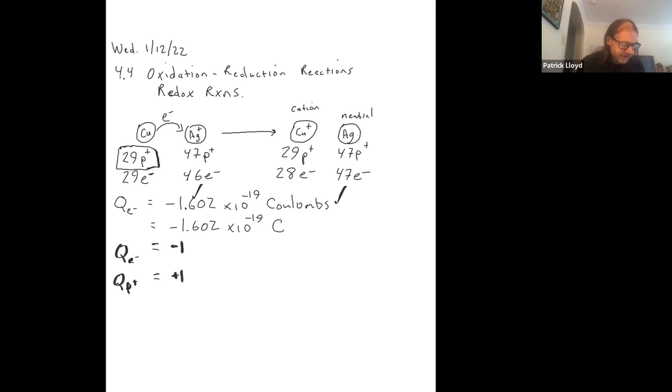So that's a little intro in there. Now, what I want to do is talk a little bit about what are called oxidation numbers. So this is a way of keeping track of electrical charge.